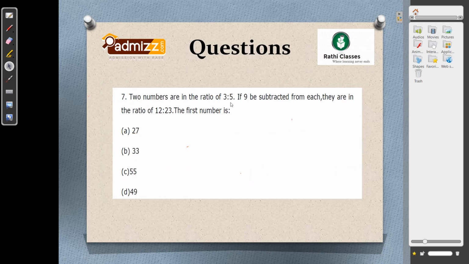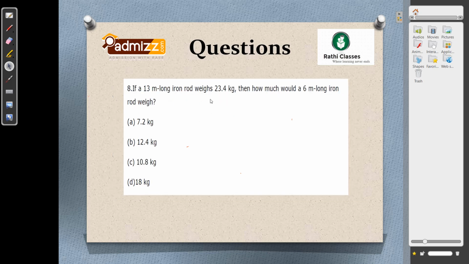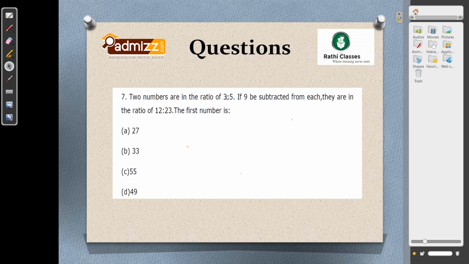Two numbers are in the ratio 3:5. If 9 is subtracted from each, they are in the ratio 12 is to 23. Find the first number. Now again the weak point is that the number should be a multiple of 3. Why? Because as we can see, the numbers are in the ratio 3 is to 5. That means the first number is a multiple of 3. So as you see in the options, C and D we can eliminate very easily.